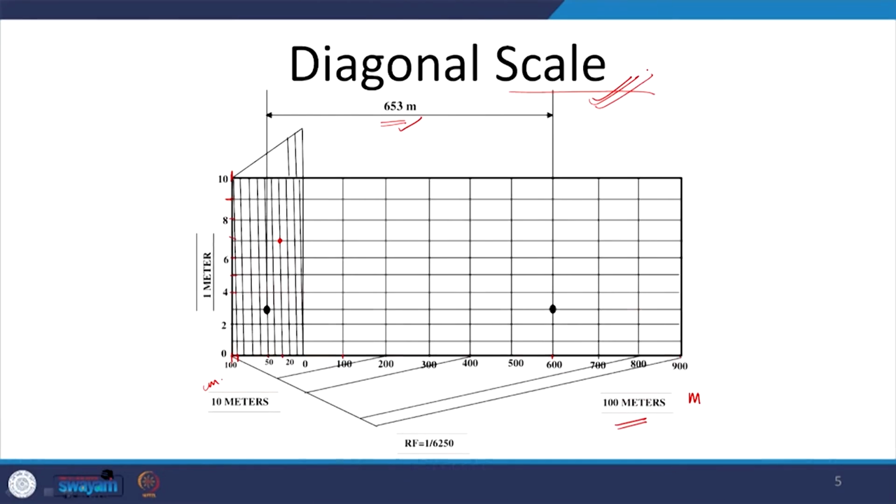And every time you draw your sheets, you have to mention both an engineer scale as well as a graphic scale, depending upon what kind of scale you require. If it is a simple drawing, you can do with the plane scale, you can go ahead with that. If not, you have to draw the diagonal scale. So, let us shift to this sheet and see how to draw these scales.